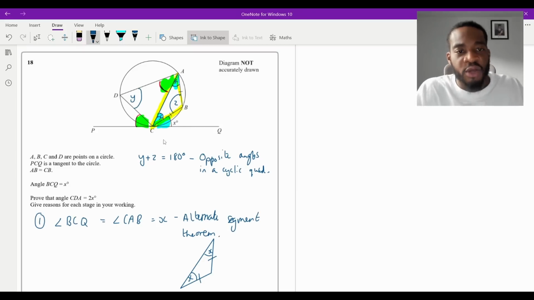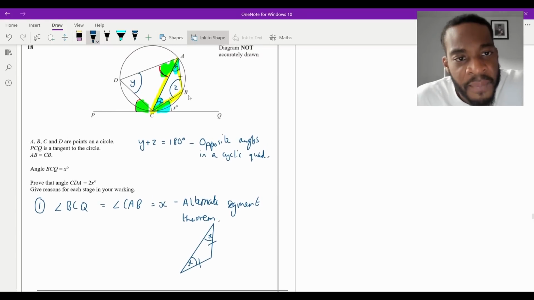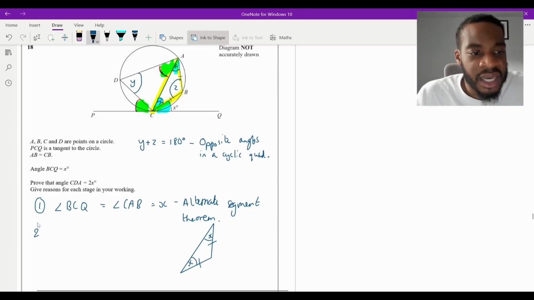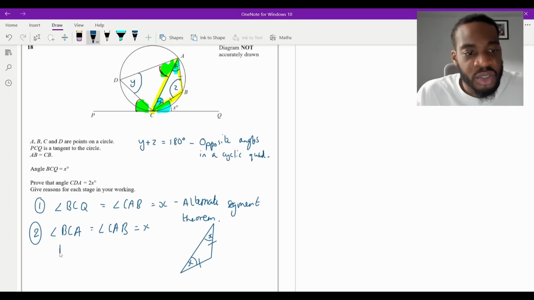Now that I'm actually filming it, I'll show both. So with that being said, then that angle, which is angle BCA, angle BCA is equal to angle CAB, because we're dealing with an isosceles triangle. I think it's like that, isn't it?